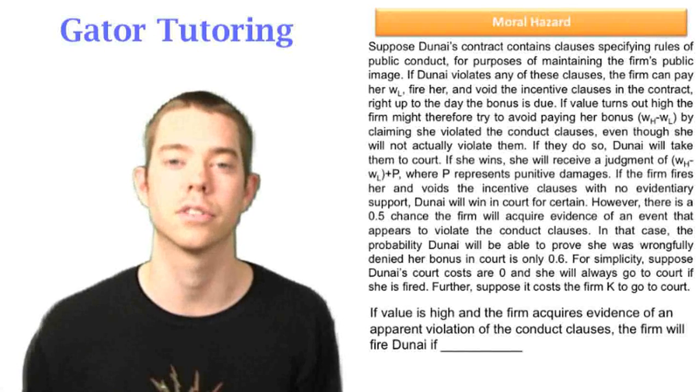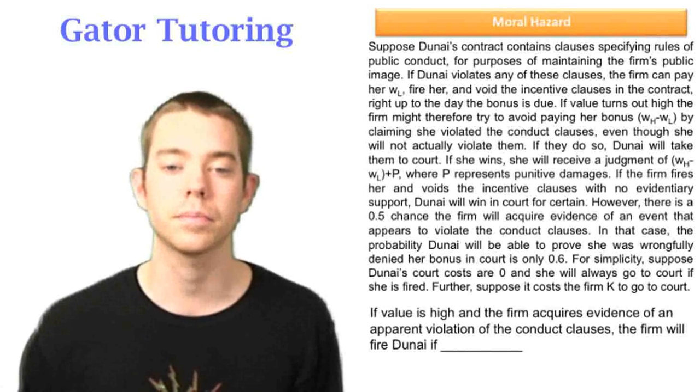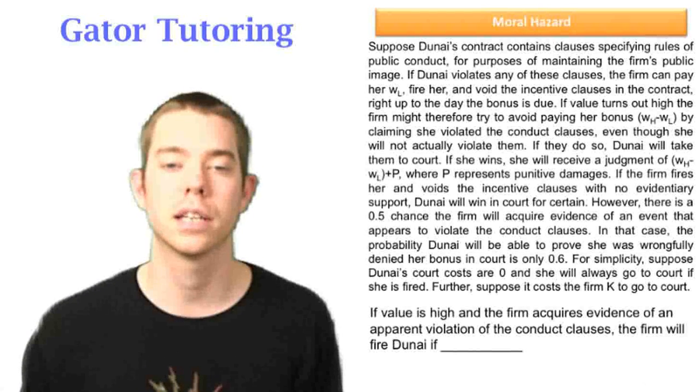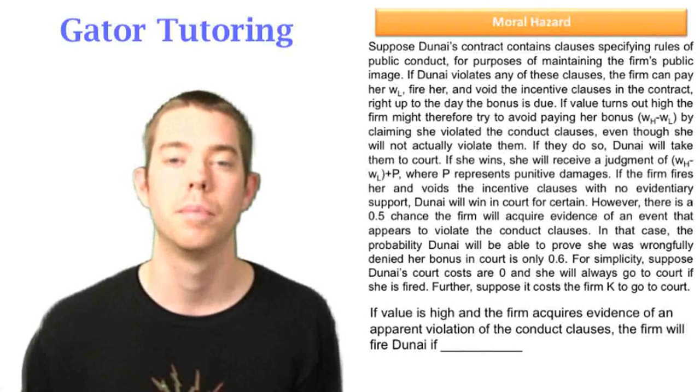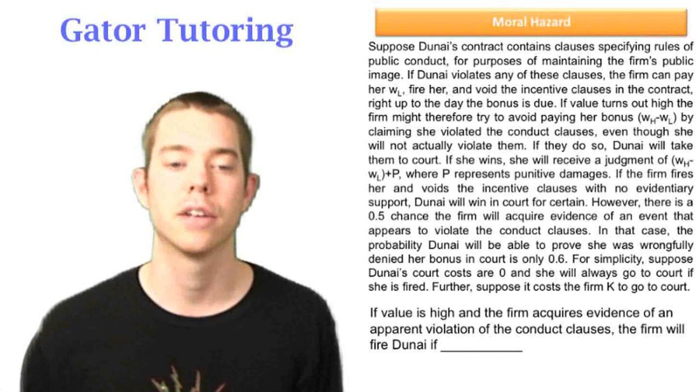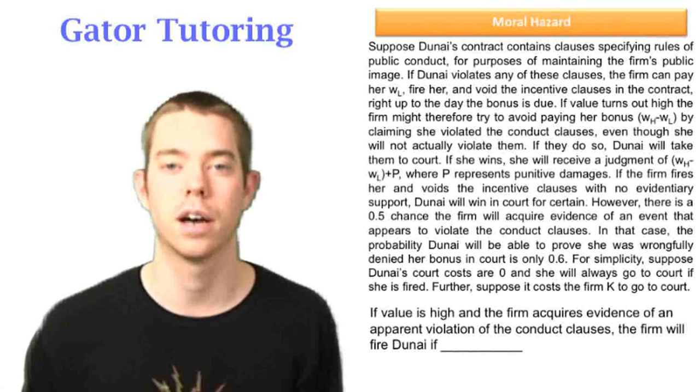So WH minus WL is the bonus, by claiming she violated the conduct clauses, even though she will not actually violate them. If they do so, Dunai will take them to court. If she wins, she will receive a judgment of WH minus WL, so she'll get her bonus, plus P, which is some punitive damages. If the firm has no evidentiary support, so if they have no evidence of her misconduct, she will win all the time. So they would just not go to court in that case.